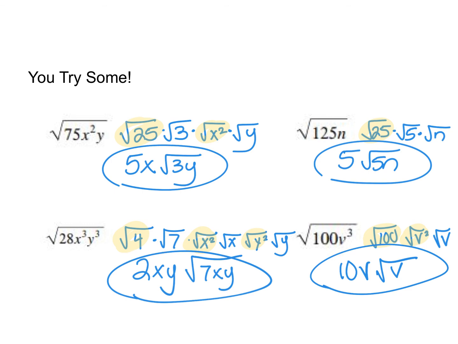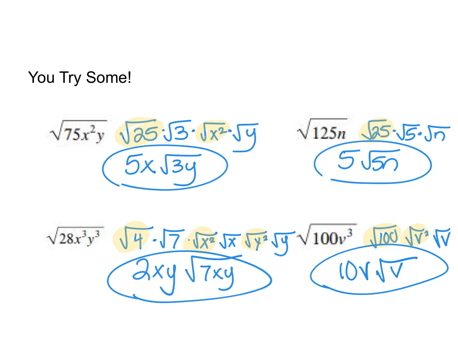4 was perfect. I broke x to the third into an x squared and an x because this would be perfect and this would not. And I broke y to the third into a y squared and y because this would be perfect and this would not. And so then I square rooted everything that was perfect. Square root of 4 was 2. Square root of x squared and y squared were x and y. And then everything that was left over stayed in the radical.